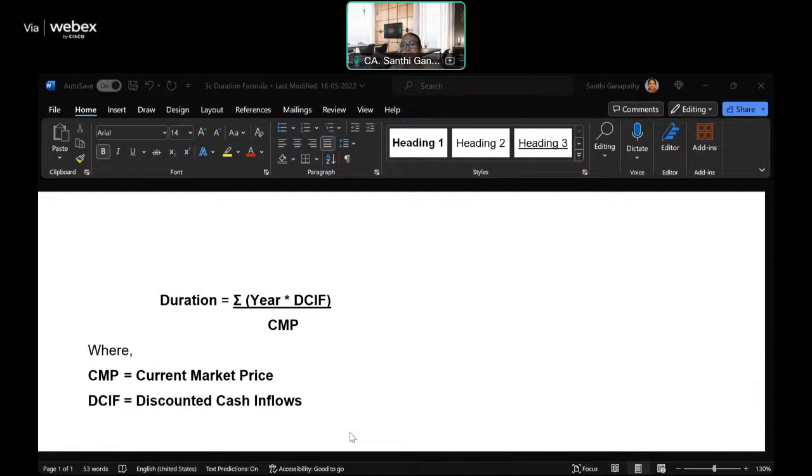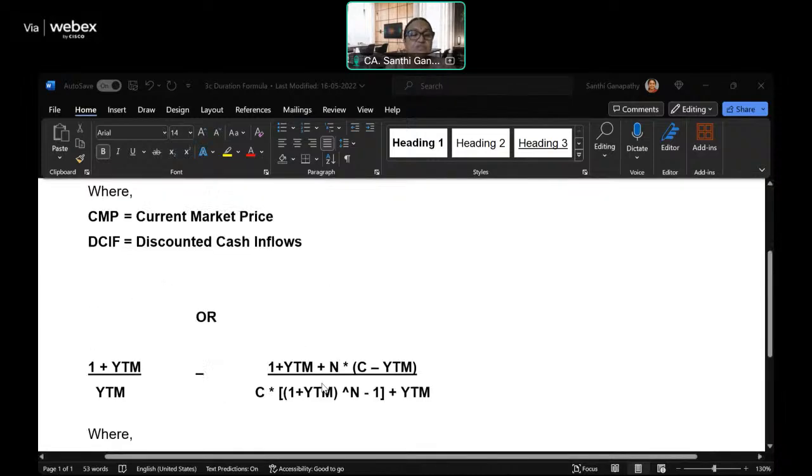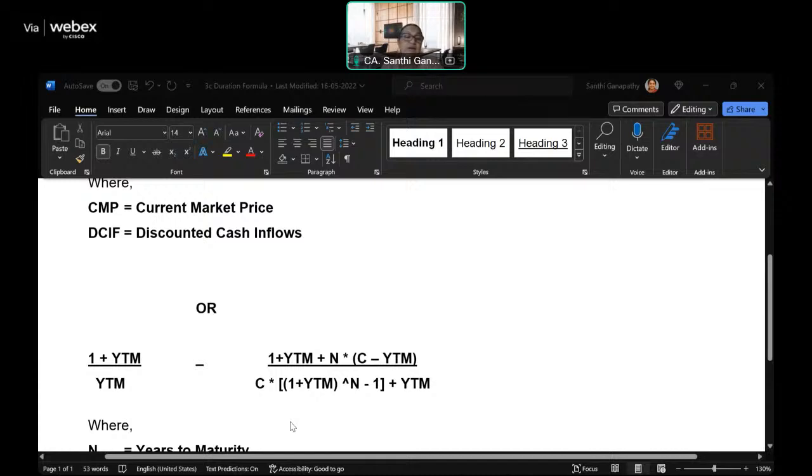What is the concept? We discussed what is duration, isn't it? What is duration? We started the class with that discussion only, isn't it? Duration of a bond is the weighted average period of a bond where the weights are the relative discounted cash flows in each period. So we can look at the weights and then do, or alternatively, this is the formula.